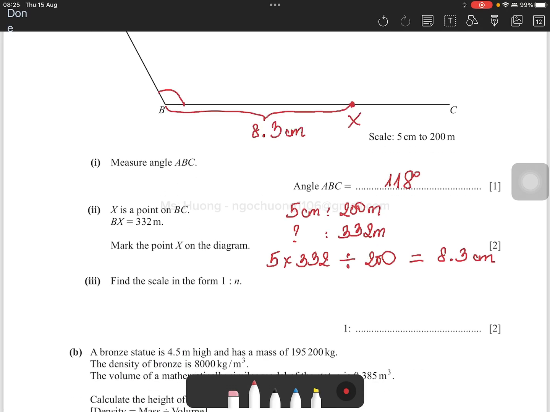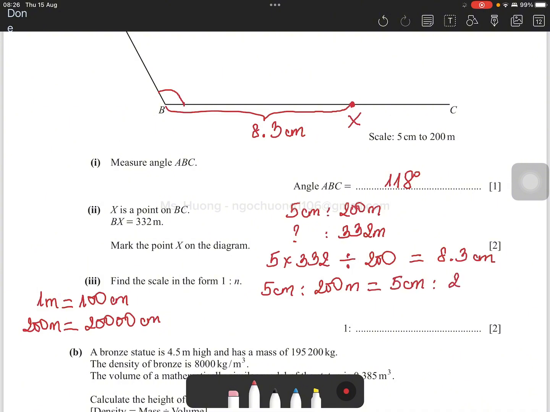The third question, find the scale in the form 1 to n. You know that the scale is 5 centimeters to 200 meters, and 1 meter is equal to 100 centimeters. So 200 meters is equal to 200 times 100 equals 20,000 centimeters. So I will say that this is 5 centimeters to 20,000 centimeters. And to simplify this, we can divide both sides by 5.